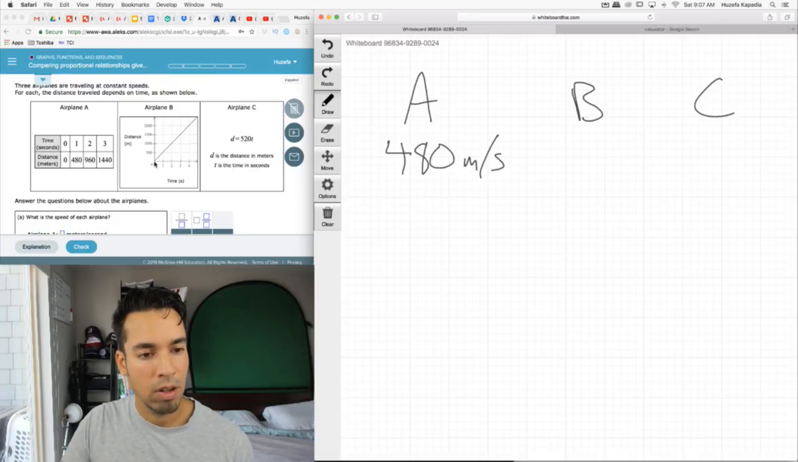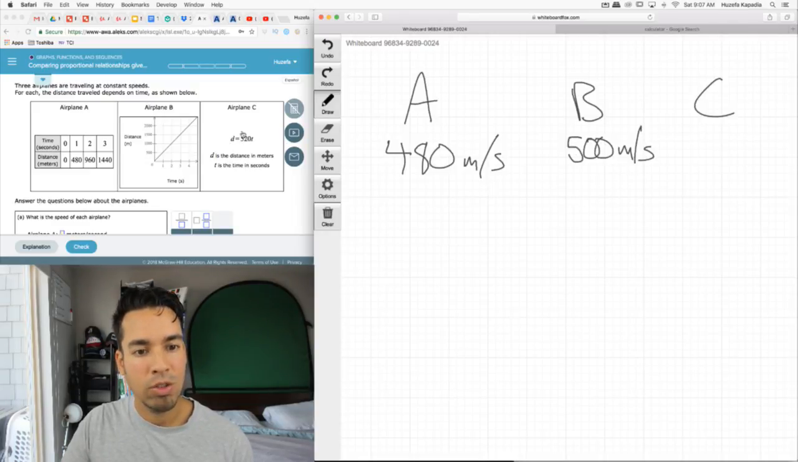What about here? Well, this is nice because the speed is just the slope. And since we're going through the origin, we can quickly see we go from 0 to 1, we're going from 0 to 500. So again, this is 500 meters per second, right? 1 second we go 500, 2 seconds we're at 1,000. So every second we're going 500.